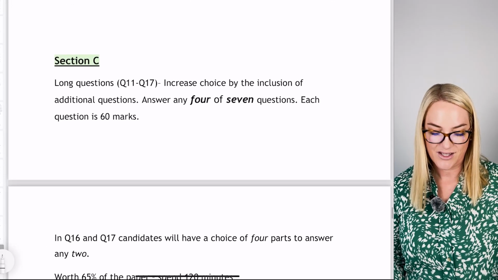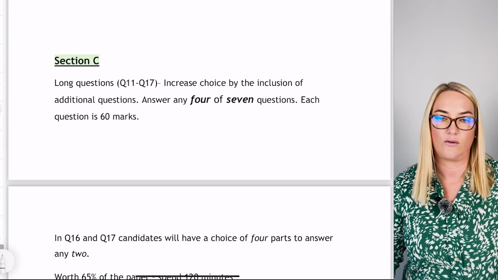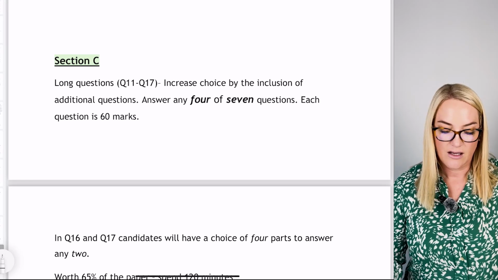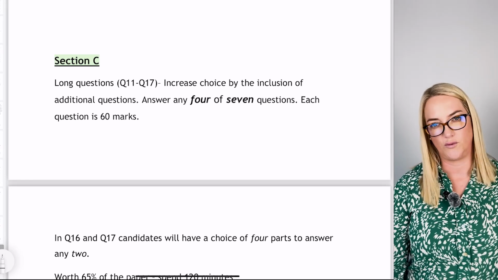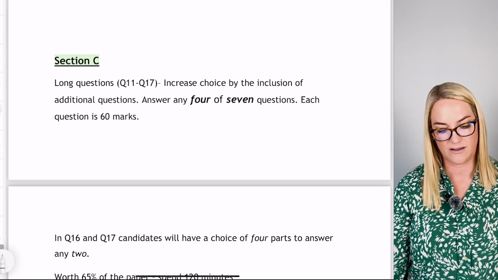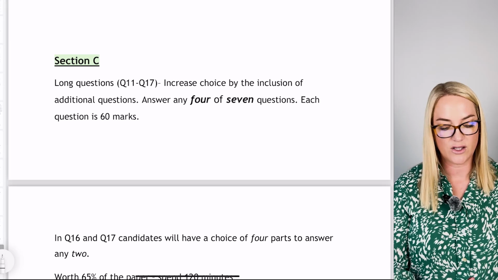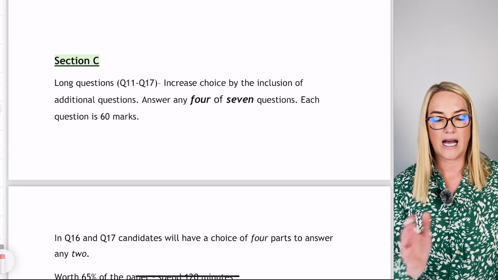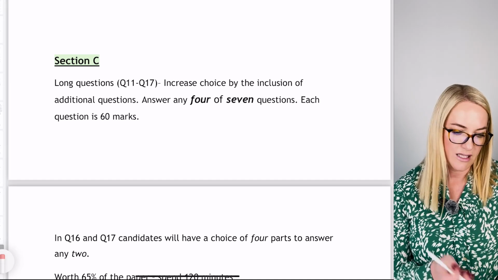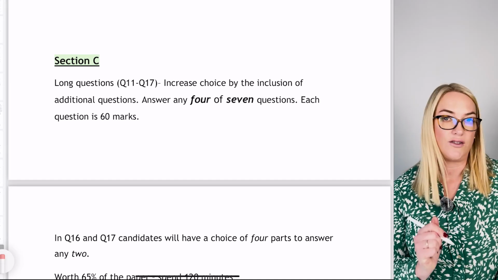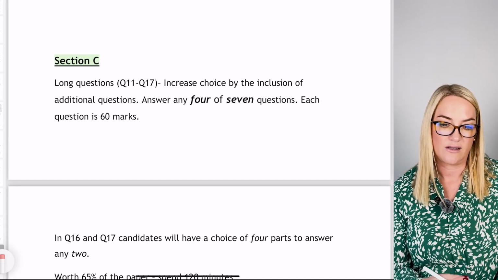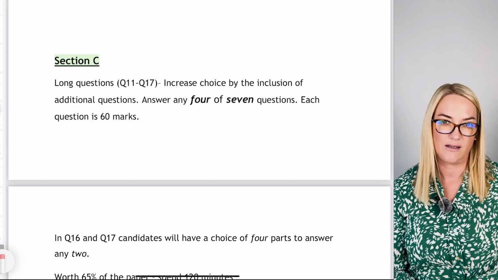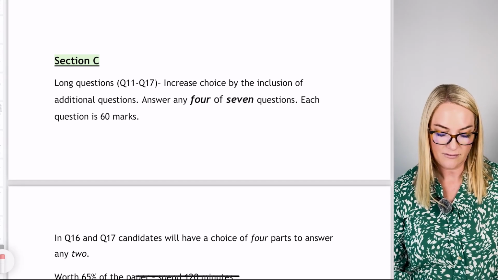Section C. Section C is going to be from question 11 till question 17. So now you have so much more choice since COVID has occurred. Each question is now going to be worth 60 marks. So at the beginning, when I said to you, you're reading through your paper and then you read it through again and some questions will have stood out to you. This is where the questions will have stood out to you.